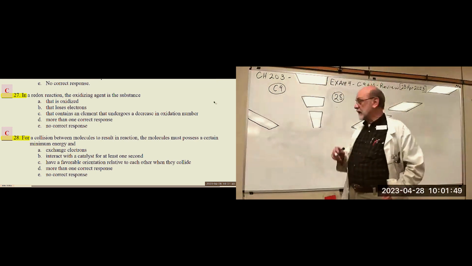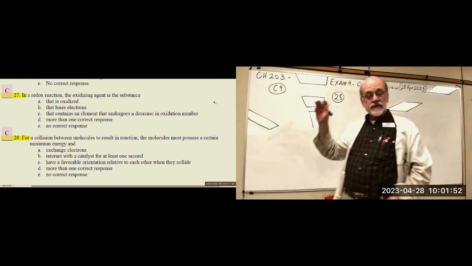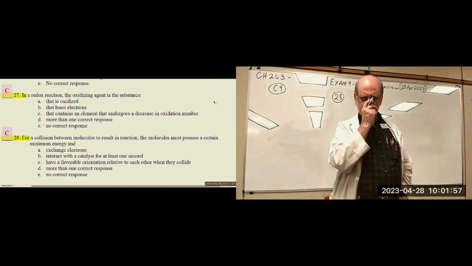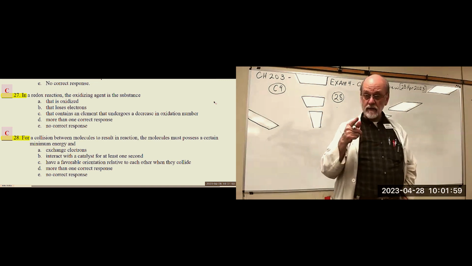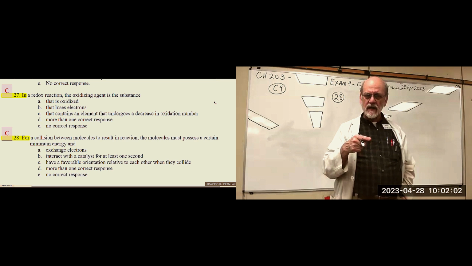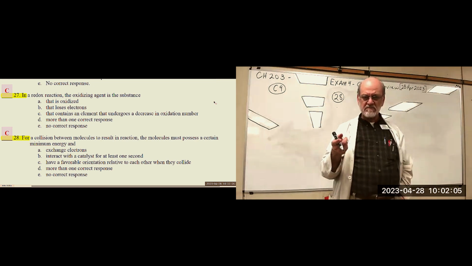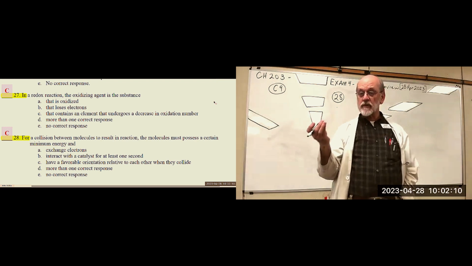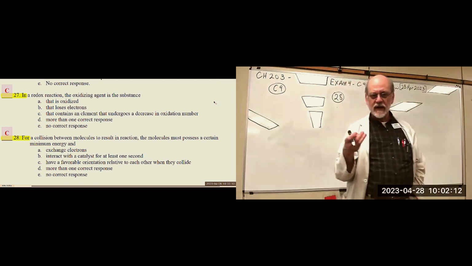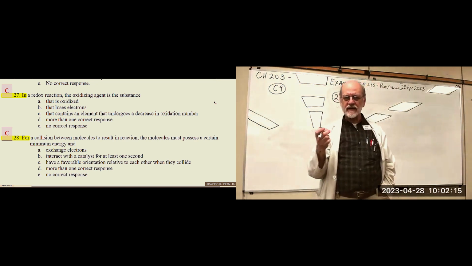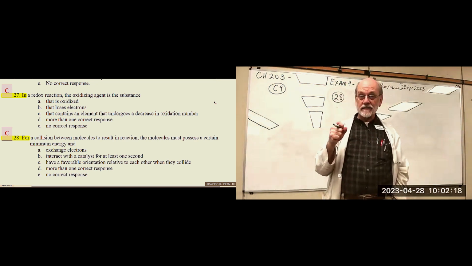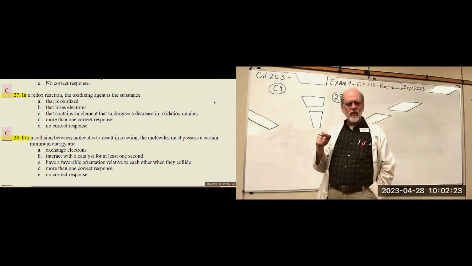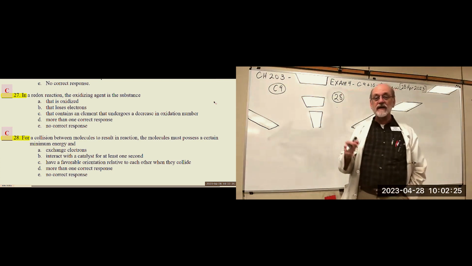Okay, for a collision between molecules to result in reaction, the molecules must possess a certain minimum energy. We did that one before, didn't we? And minimum of energy and exchange electrons? Not necessarily, right? That means it's redox, right? And we've already proven that some reactions are non-redox. Interact with a catalyst for at least 1 second. Well, maybe there's no catalyst there, right? The reaction could still occur. Let's see. C, have a favorable orientation relative to each other when they collide. Exactly right.